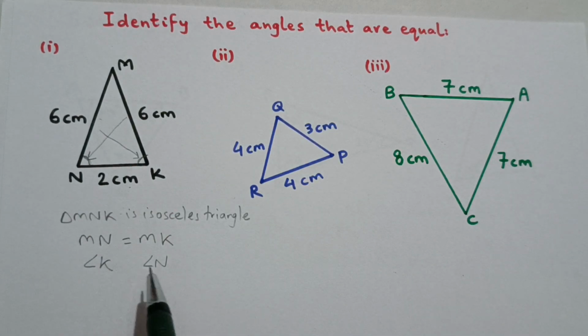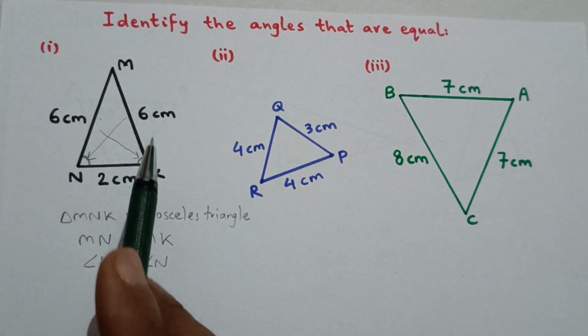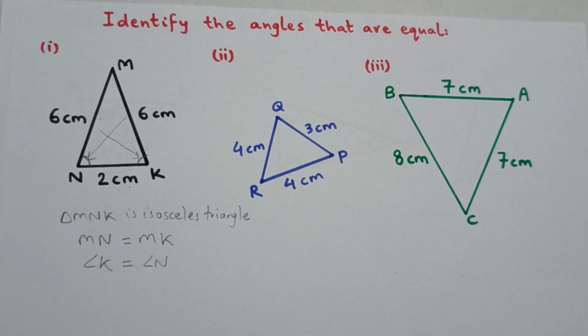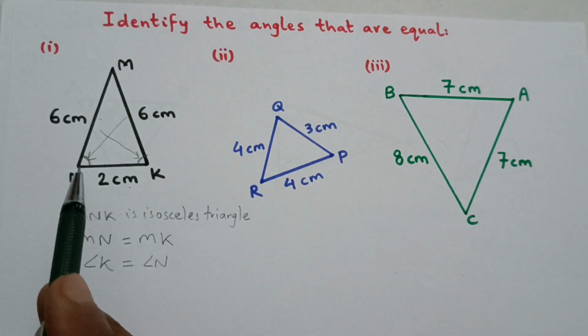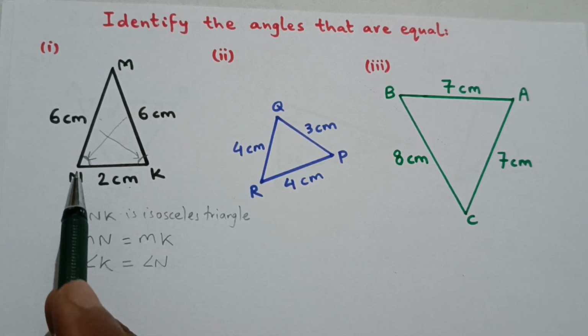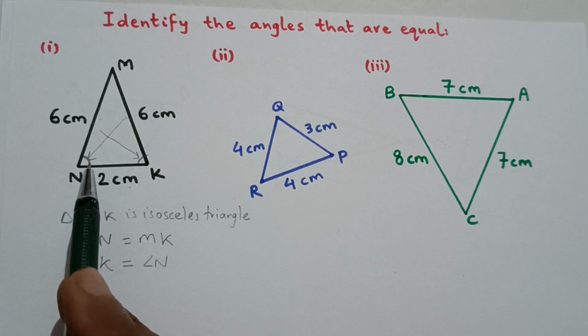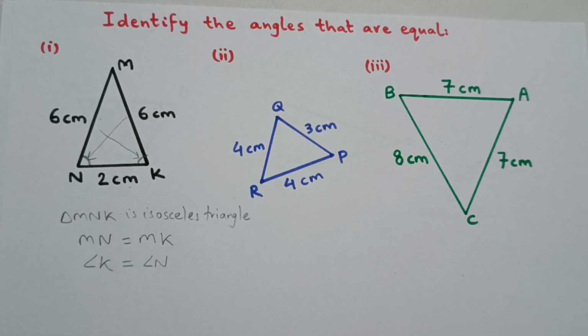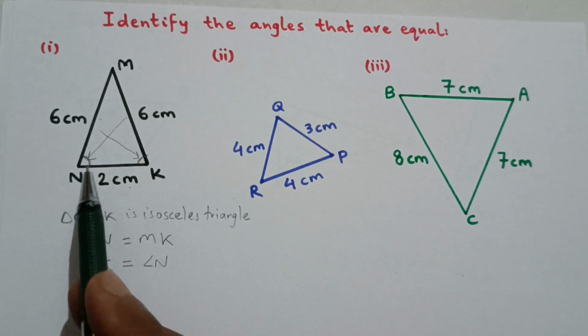So therefore the two angles that are equal are angle K and angle N. In this isosceles triangle, the two angles that are equal are angle K and angle N. So angle K is equal to angle N. So we have figured out which two angles of this isosceles triangle are equal to each other. They are angle K and angle N.